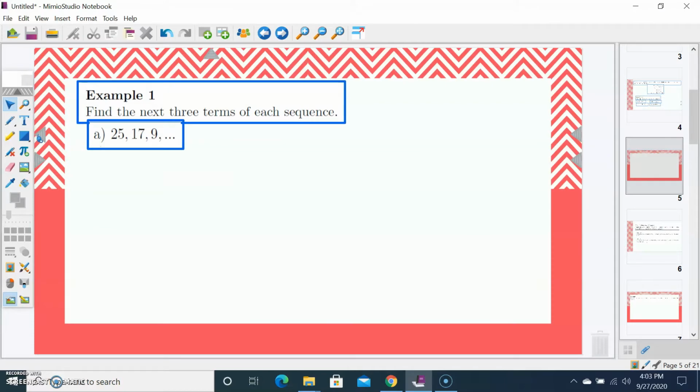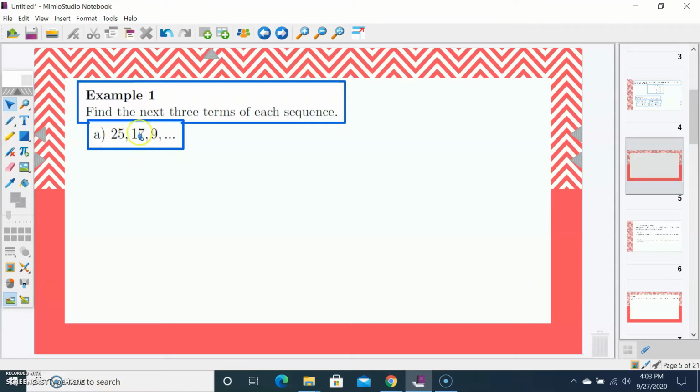We have the given sequence, which is 25, 17, 9. So how do we find the next terms of this sequence? We must look for a pattern. As we all know, the terms in a sequence should have a fixed rule or a pattern that they should follow. So how do we find the pattern of this sequence? We must observe the numbers in the sequence.